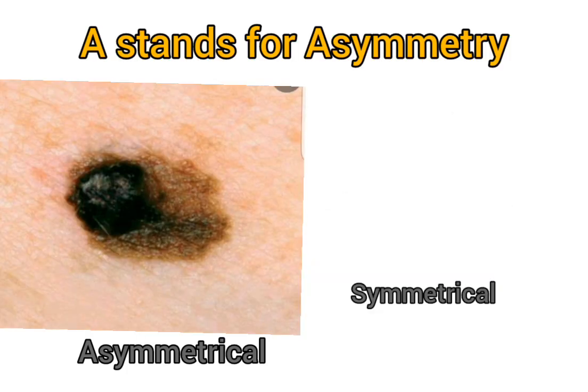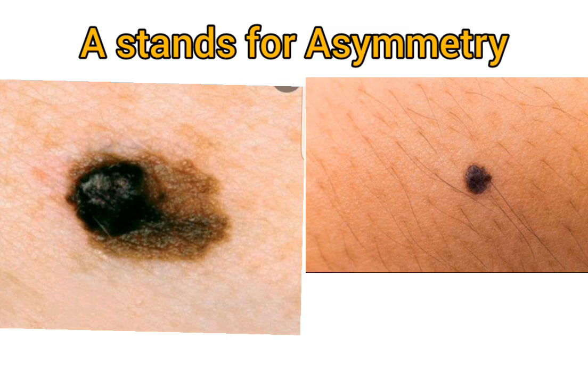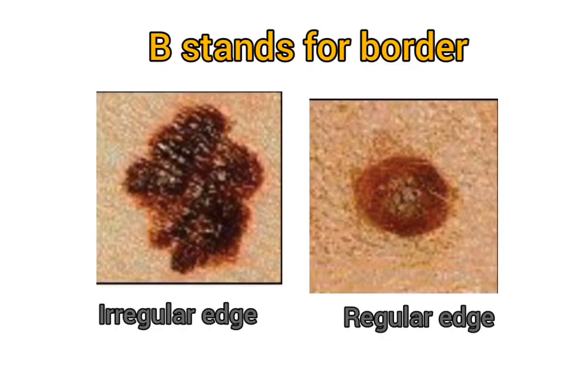A stands for asymmetry. Moles should have a uniform round or oval shape, but when one half of the mole does not match the other, it indicates a sign of cancer. B stands for border. The edge of a normal mole should be smooth, but when it is ragged, notched, uneven or blurred, it indicates that the mole is becoming cancerous.